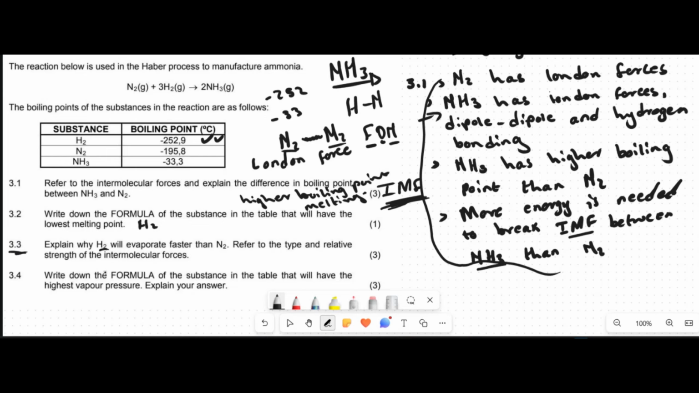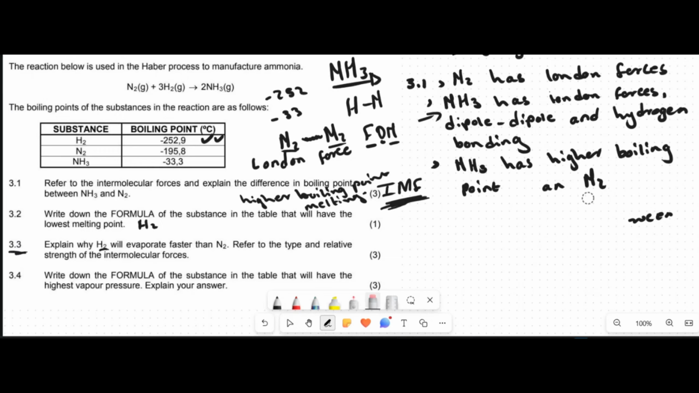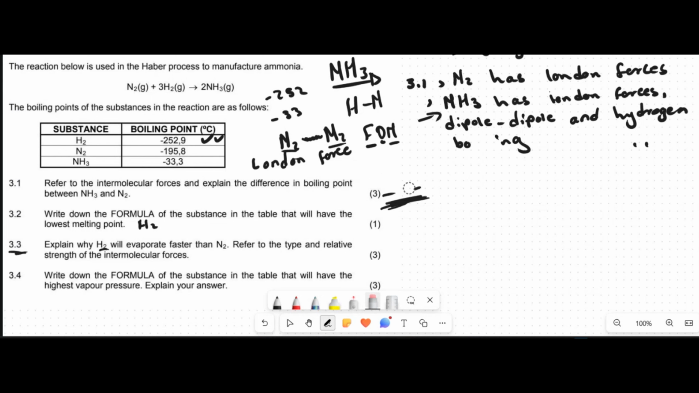Okay. It's fine. Let me remove this. So we have N2 and N2. Both of them are London forces. They're both London forces.